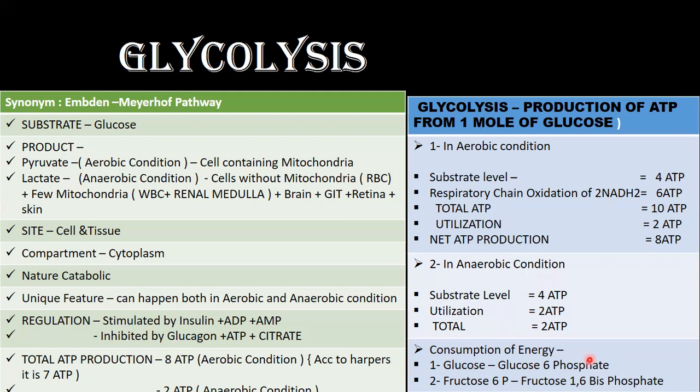So as I say, consumption of energy is from glucose to glucose 6-phosphate, and from fructose 6-phosphate to fructose 1,6-bisphosphate. So this you need to remember completely.